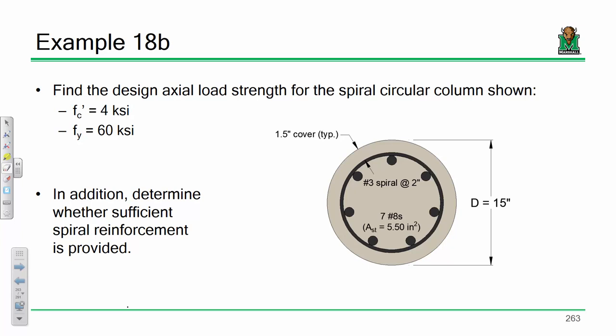Now again, 4 KSI concrete, 60 KSI steel. We got a 1.5 inch cover. 7 number 8s. I've got your area of steel right here. Number 3 spiral at 2 inches, so a lot more heavy amount of transverse reinforcement. And the column is 15 inches in diameter.